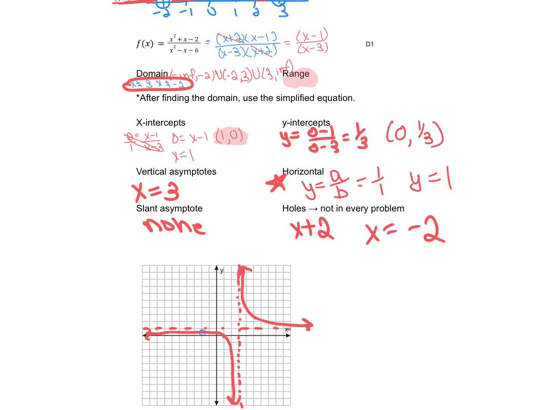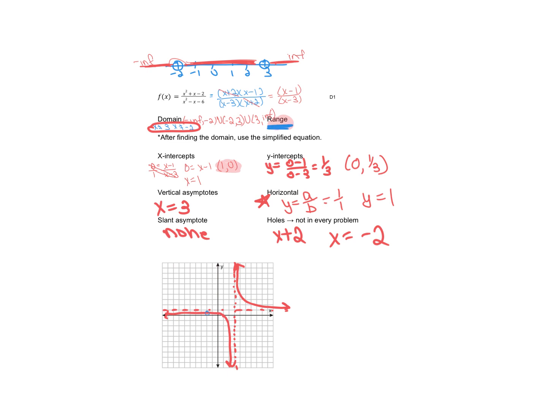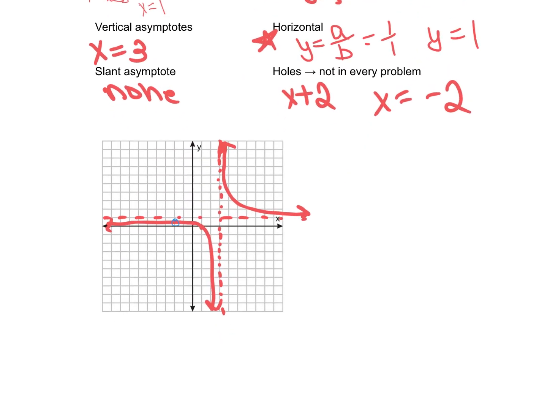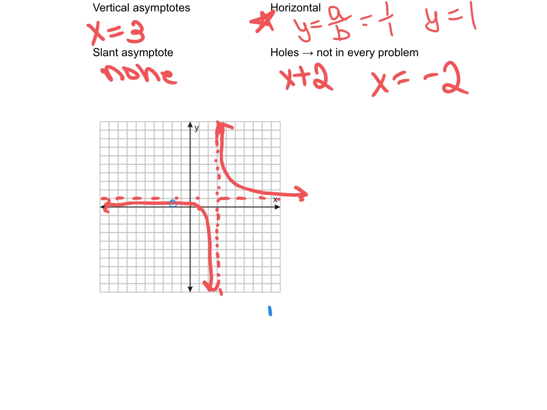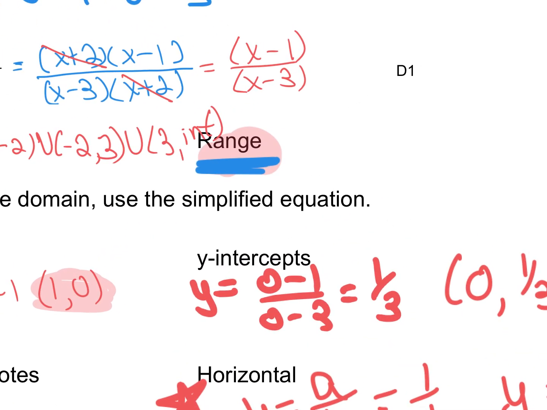Okay, and then the last thing we do that we can't forget about is we go back up and we do our range. Remember, our range was up here, we do at the very end. And our range is we read it from the bottom to the top. So our graph starts at negative infinity, goes up to positive 1, stops at 1, and then goes on to positive infinity. So the range is going to go from negative infinity to 1, and also from 1 to positive infinity.